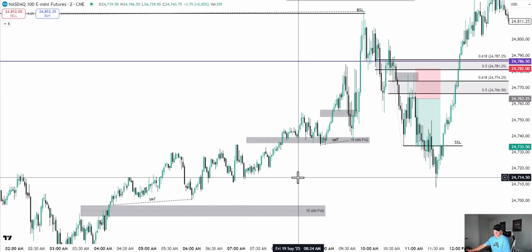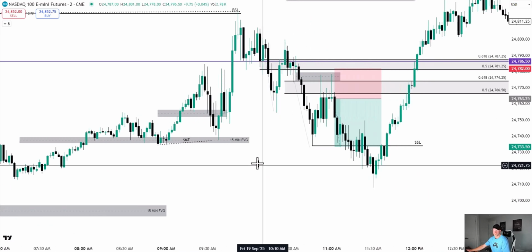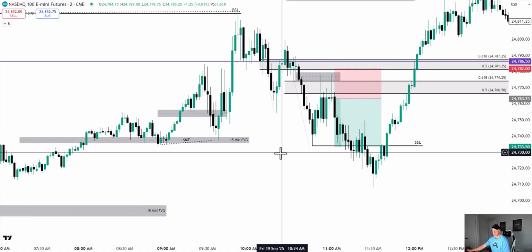Like, we have an SMT. We're putting in higher lows. We break our key level, we have a clear target. I'm taking that all day long. I'm not trying to look for anything else. I'm not trying to overcomplicate it.